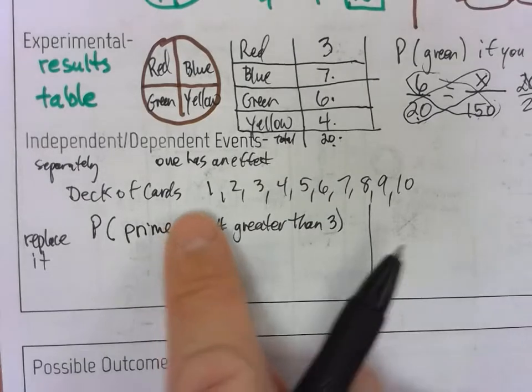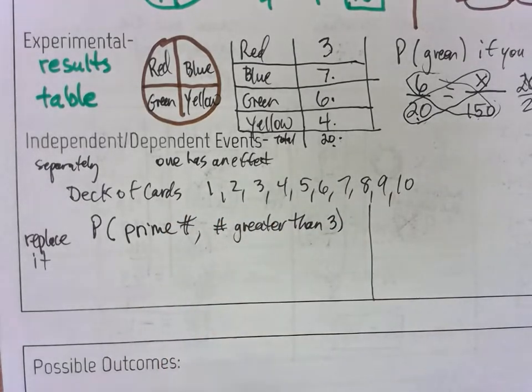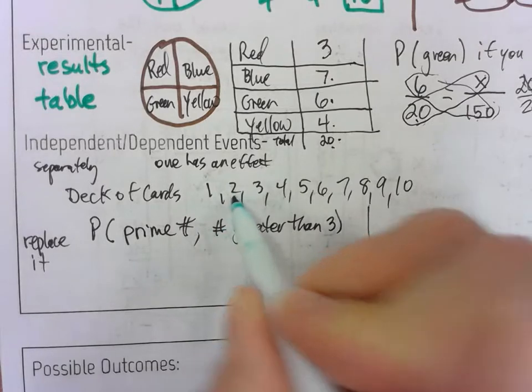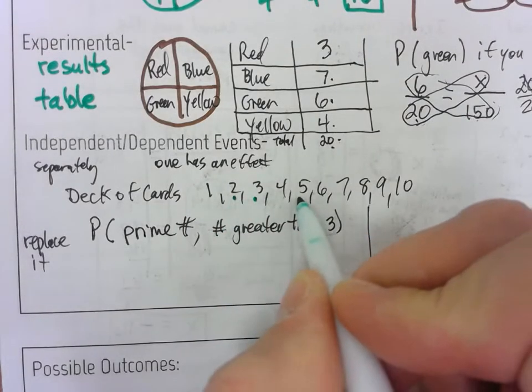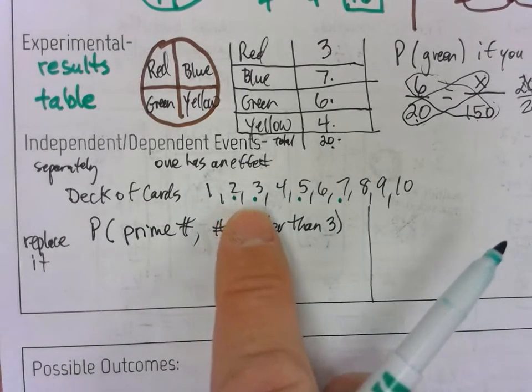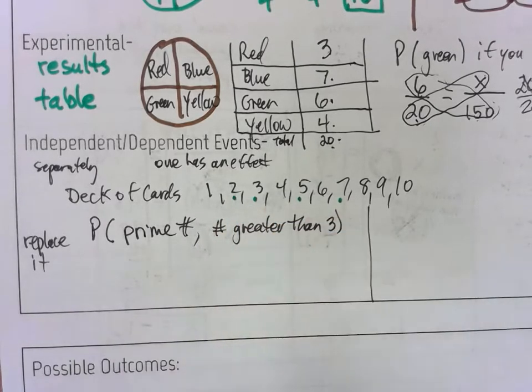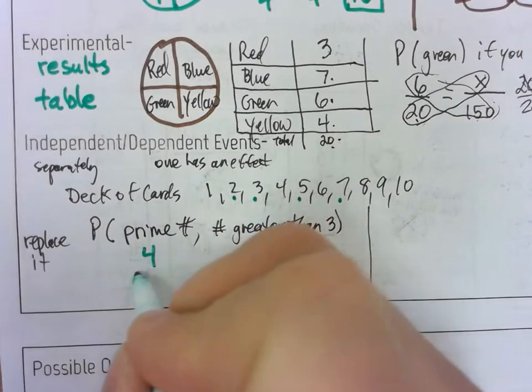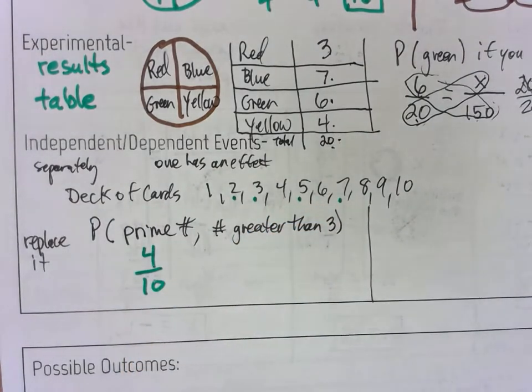First of all, you have to know which of these are the prime numbers. The prime numbers are the ones that only have two factors. That would be 2, 3, 5, and 7, okay? 2, 3, 5, and 7 are the prime numbers, because the only way you can get those is 1 times 2, 1 times 3, 1 times 5, 1 times 7. So we have 4 numbers out of the 10 that are prime numbers.